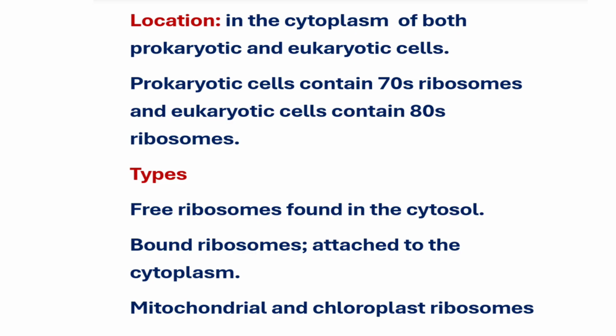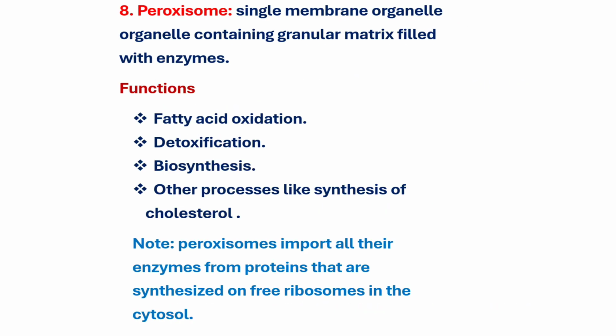Then our next part is peroxisomes. A peroxisome is a single-membrane-bound organelle that contains a granular matrix filled with enzymes. These organelles are responsible for carrying out a variety of metabolic reactions, including breakdown of fatty acids, amino acids, and detoxification. They are found in almost all eukaryotic cells.